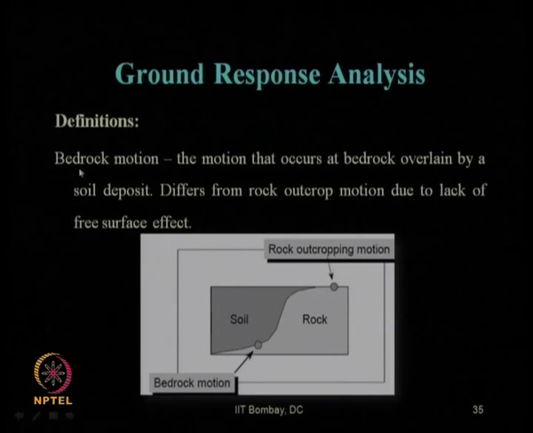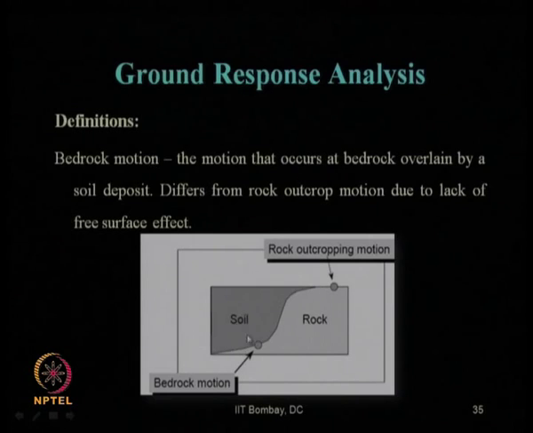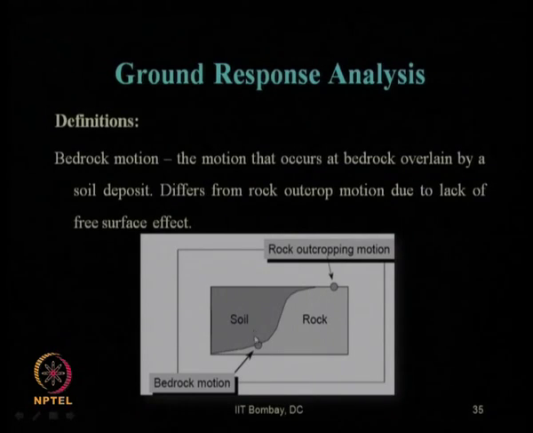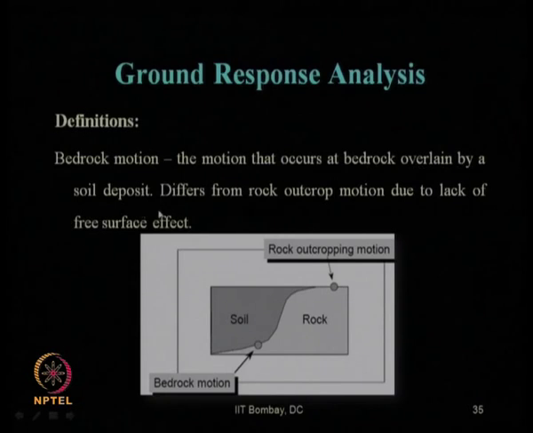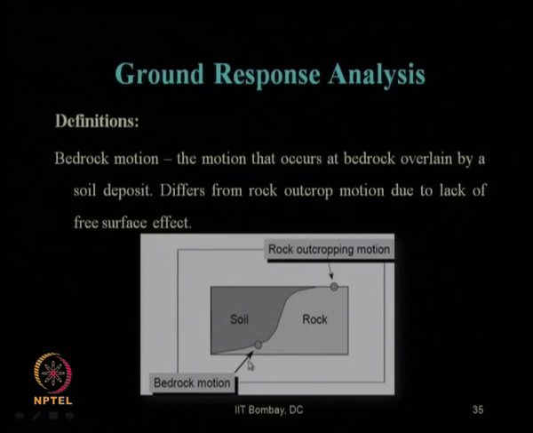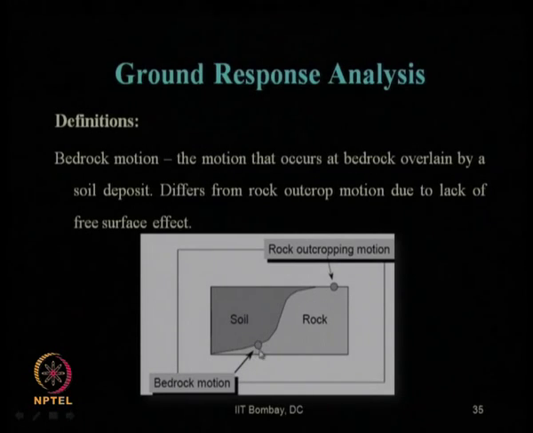Next terminology is bedrock motion. What is bedrock motion? In the same picture, if we look at the soil site, this soil is finally exposed on the ground surface like this, but below the soil there is a bedrock, you can see over here. So, the bedrock motion means the motion that occurs at bedrock overlain by a soil deposit. It differs from the rock outcrop motion due to lack of free surface effect. What does it mean? The ground motion or the earthquake motion occurring at the interface of the rock and soil is called bedrock motion, because this rock is not exposed to the ground surface. It is underlain below a soil deposit, right?